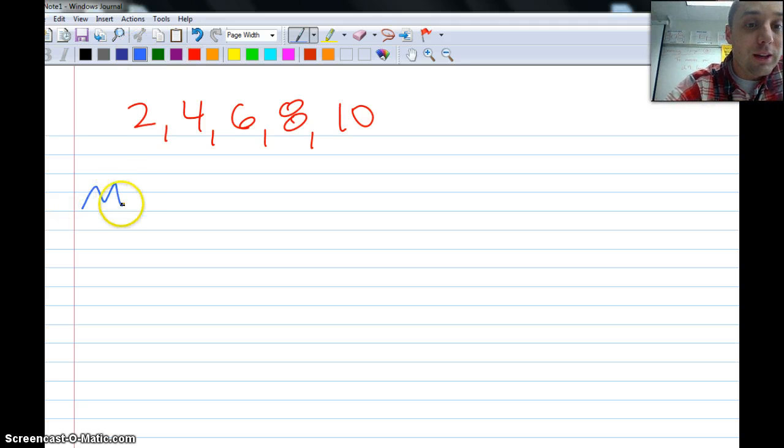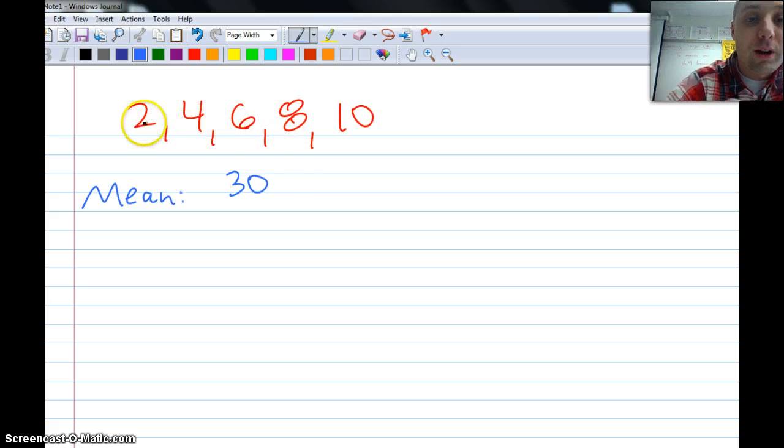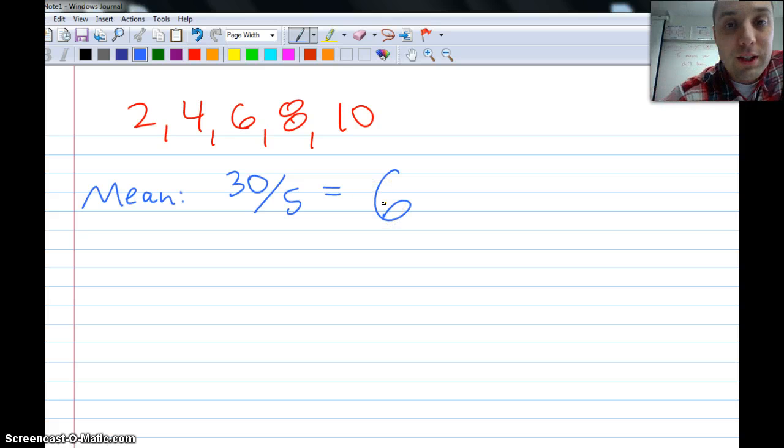To find the mean, you would add all those numbers up. Now 2 plus 4 is 6, 6 plus 6 12, 12 plus 8 20, 20 plus 10 is 30. So I'm going to do that kind of quick though. 30. And then I divide by how many there are. There's 1, 2, 3, 4, 5 numbers. I just take 30 divided by 5. The mean is 6. Rarely it works out like that where it's a perfect whole number, but in this case it is.